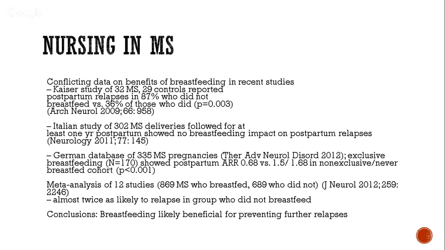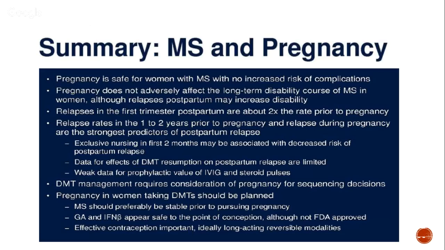All right. So in summary, pregnancy is safe for women with MS with no increased risk of complications. It does not adversely affect the long-term risk of disability course, although relapses postpartum may increase disability. Relapse rate postpartum is 2 times the rate prior to pregnancy itself. So relapse rate in the last 1 to 2 years is important and is the strongest predictor. Exclusive nursing in the first 2 months may be associated with decreased risk of postpartum relapse. So maybe for the first 2 months you can, except at the 3-month mark you want to get that DMD back in. Some value for prophylactic IVIG or pulse steroids.